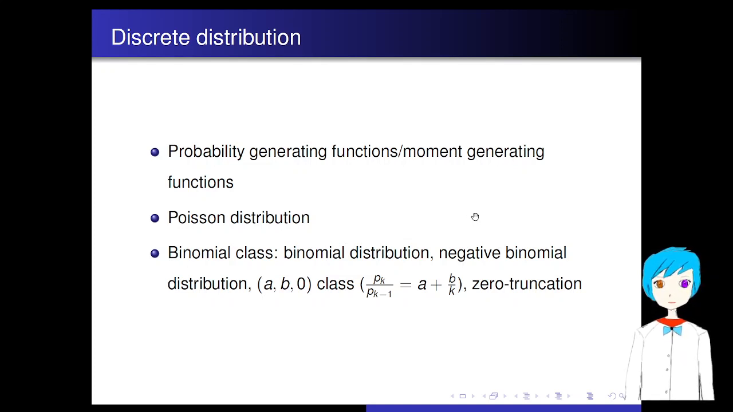In that class, p0 can be arbitrarily chosen from 0 to 1, and the summation from p1 to p infinity is 1 minus p0. And pk over pk minus 1 is a plus b over k, where k is larger than or equal to 2, not 1.